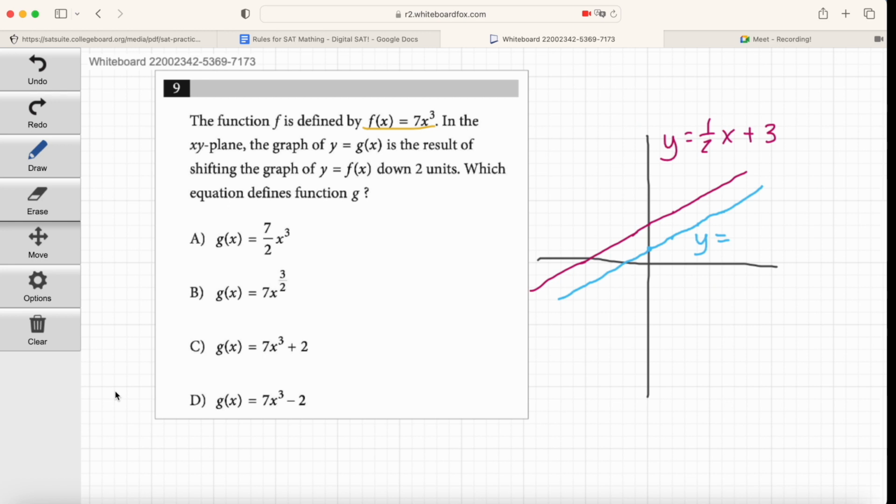What's the equation of that line in blue? The line in blue would be. It's the same slope.